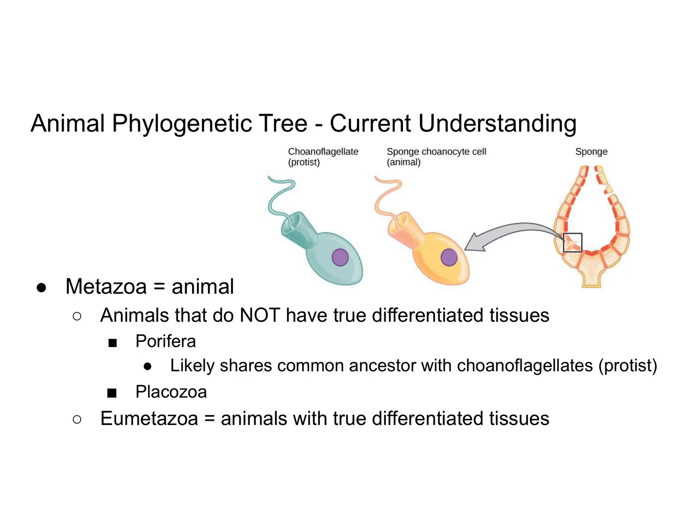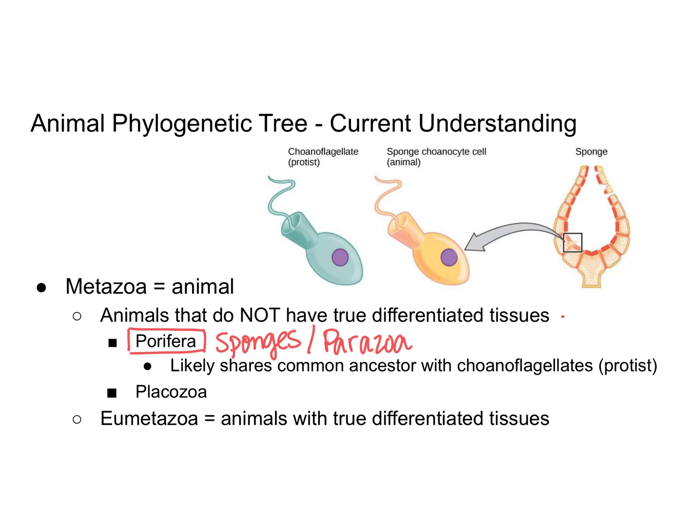So based on our current understanding of phylogeny in animals, remember that we started out by talking about animals that have truly differentiated tissues versus not. So the porifera, these are the sponges. They're also referred to as parazoa. And they do not have true differentiated tissues.